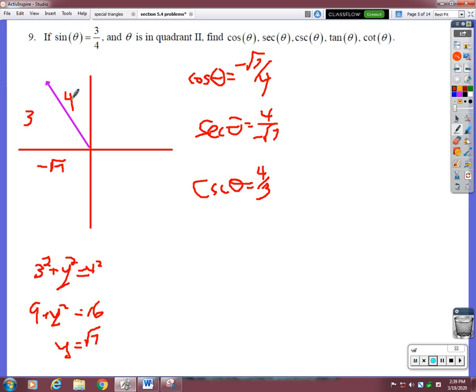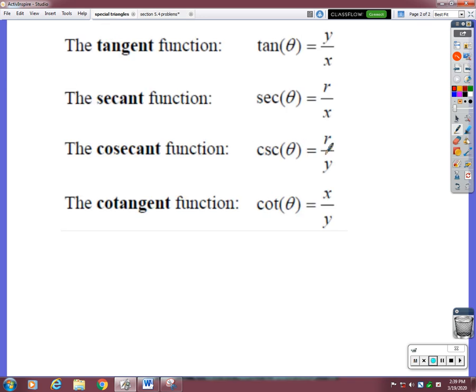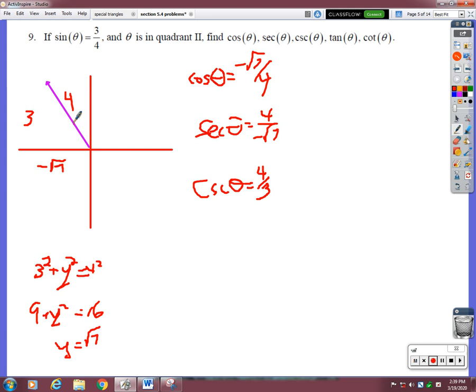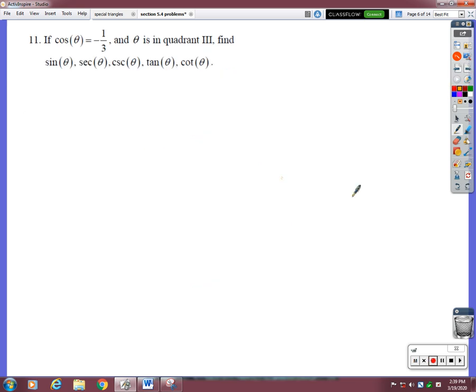Or you can just know that cosecant is r over y. So I just took the radius divided by the y coordinate. Then tangent, we have chit-chatted about already, being y divided by x. So that would be 3 divided by negative root 7. And cotangent is the opposite of that, x over y. Alright, almost there, hang in there.